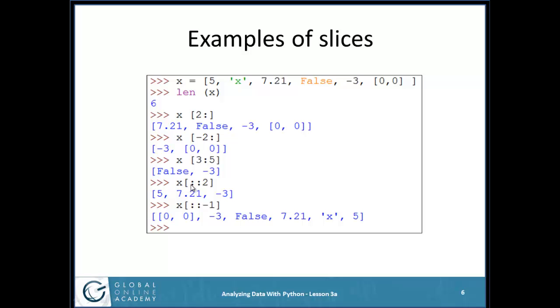If I do x with no start, no stop, but a step value of 2, that means start at the beginning, go to the end, but only do every second value. So I get 5, 7.21, negative 3. And if I do x[::-1], it says use a negative value for the step. So I'm going to go backwards. I get the last element first, then the second to the last element second, then the third to the last element third, fourth to the last element fourth, and so on.